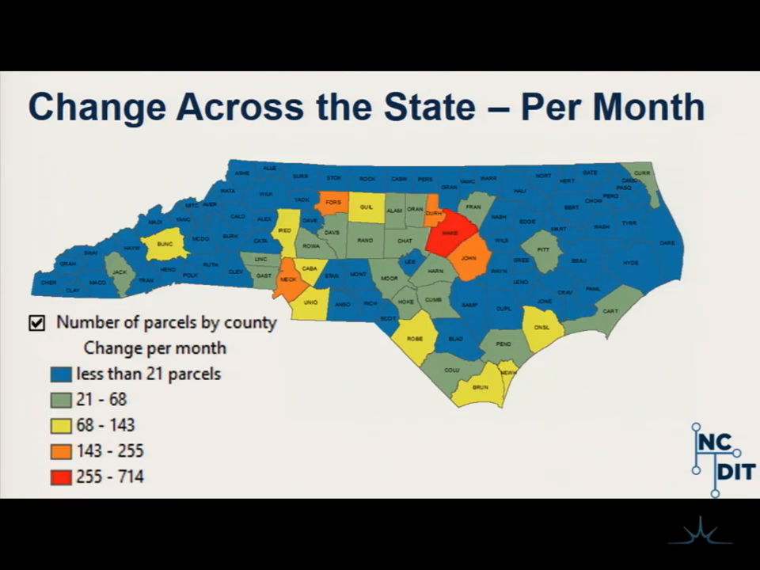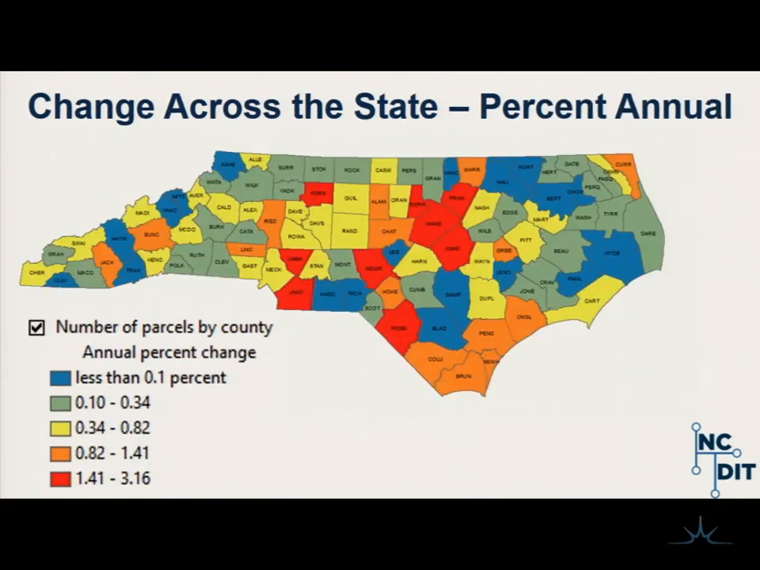The orange and red are mostly in the Triangle, Triad, and Mecklenburg area. Orange, red, and yellow are where there's 68 or more absolute change per county per year. Another way to normalize the change across the state, since the number of parcels varies widely from county to county, is a percent annual change, the percentage change in each county. So this map has a little more variation to it.